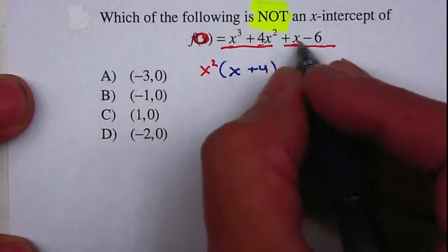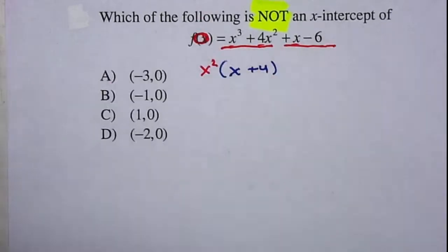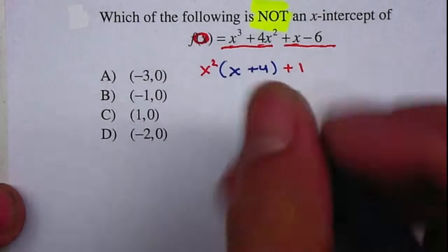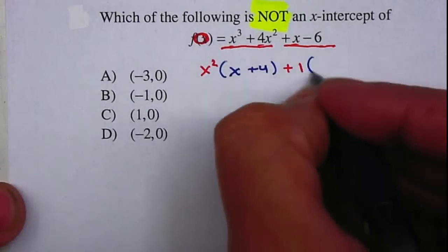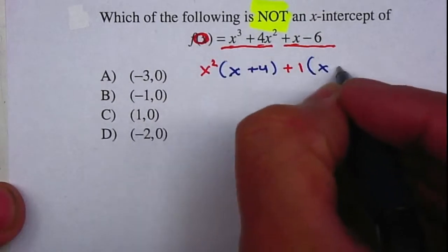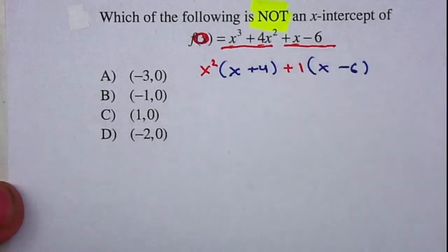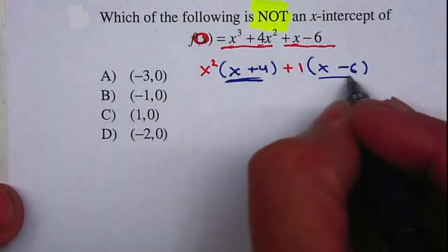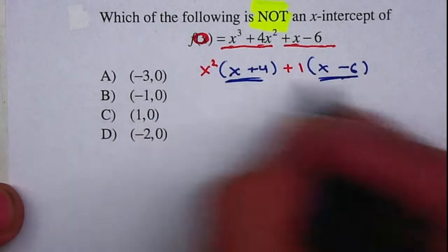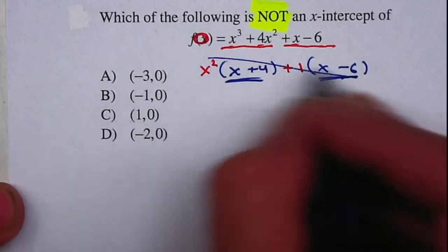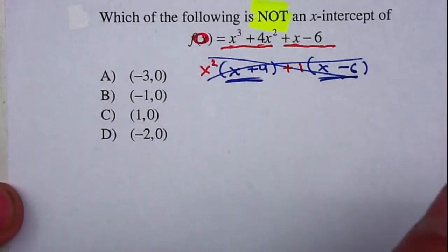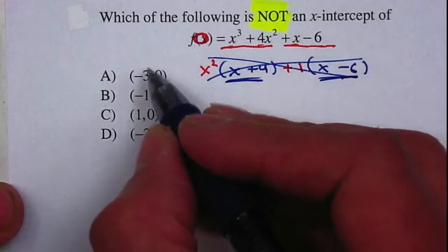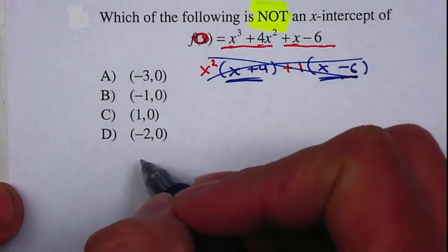What can I factor out? I cannot factor anything out, but I do need to factor something, so therefore I'm going to factor a positive 1. And what do I need to multiply positive 1 by to end up with x will be x, and positive 1 multiplied by negative 6 gives me negative 6. We do have a problem: those two binomials are not the same, so therefore we cannot factor this. So we need to figure out another way to determine which one is and which one is not an x-intercept.